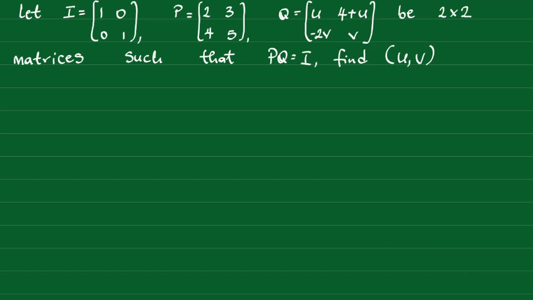There's this question from JAMB 1998, question 24, where we are told let I equal (1 0 0 1), P equal (2 3 4 5), Q equal (U 4 plus U, minus 2V V) be 2 by 2 matrices such that PQ equals I. Find UV. Quickly in solving this, we write solution.